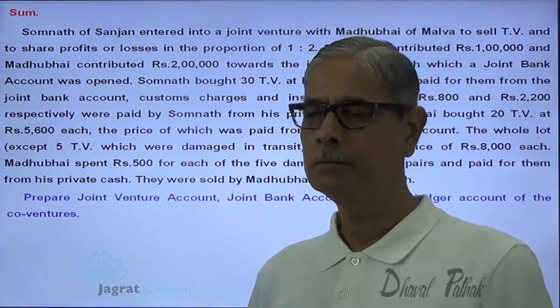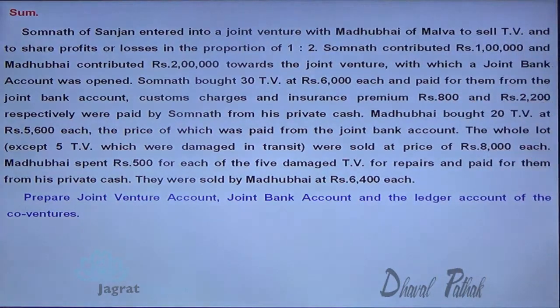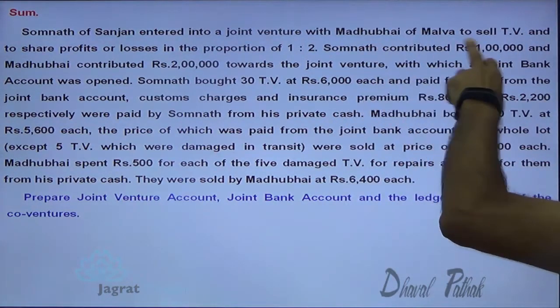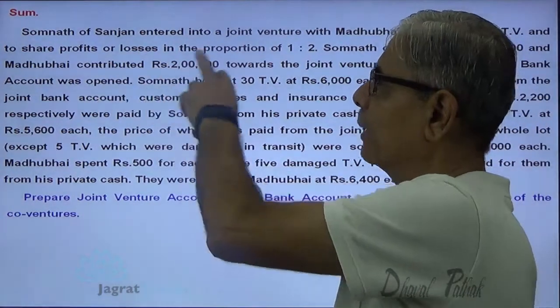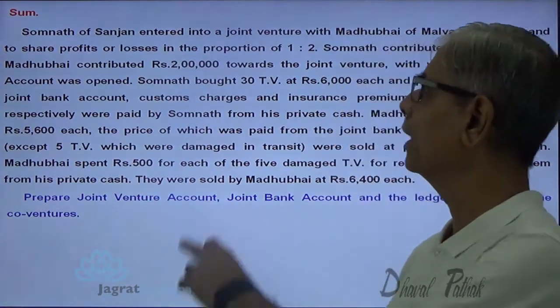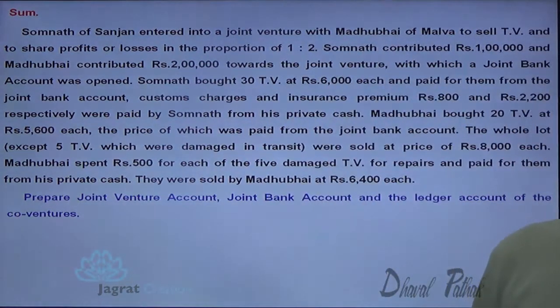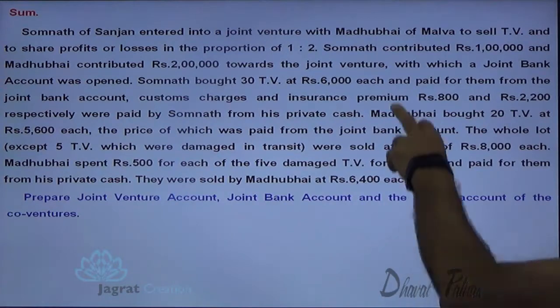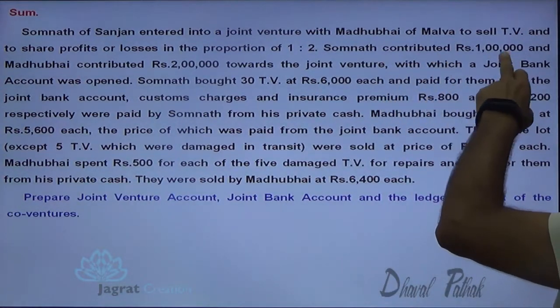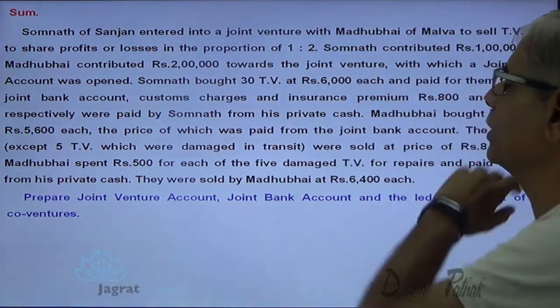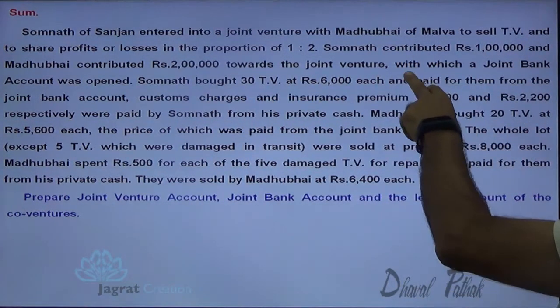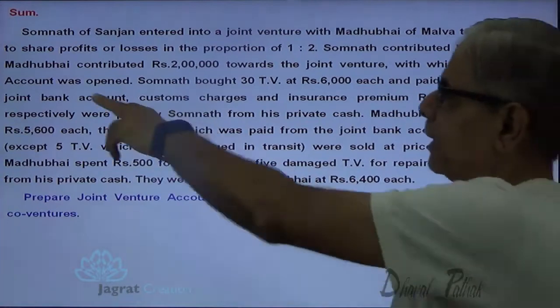Somnath of Sanjan entered into a joint venture with Madhubhai of Malwa to sell TV and to share profits and losses in the proportion of 1:2. Somnath contributed 1 lakh, Madhubhai contributed 2 lakhs toward the joint venture, with which a joint bank account was opened.